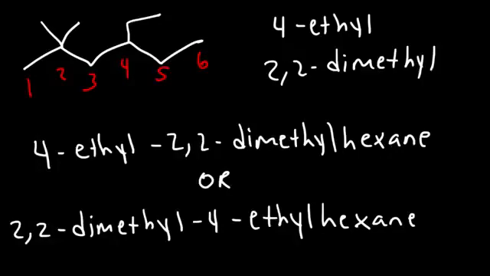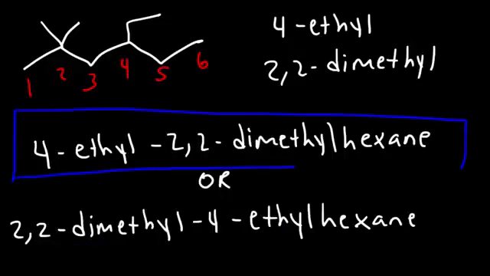Now looking at this second example, the numbers appear to be in ascending order, so that seems like a good sign. And also, D comes before E. So that looks like the second answer should be the right answer. But it turns out that it's not. And this is the right answer.